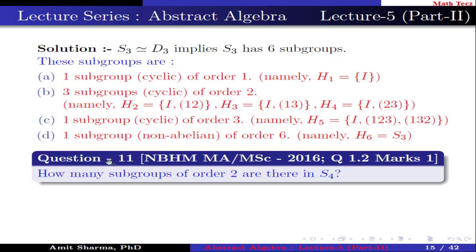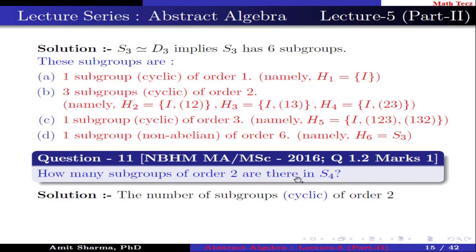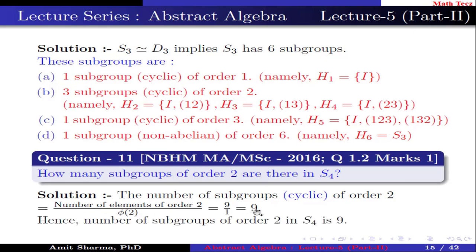Question number 11. This question was asked in the NBHM M.A./M.Sc. exam in 2016. How many subgroups of order 2 are there in S4? The number of subgroups of order 2, which is cyclic, equals the number of elements of order 2 divided by phi of 2, which is equal to 9. Hence, the number of subgroups of order 2 in S4 is 9.